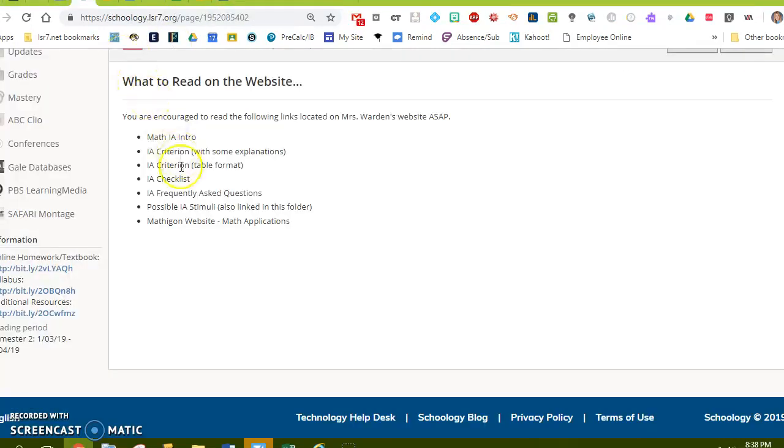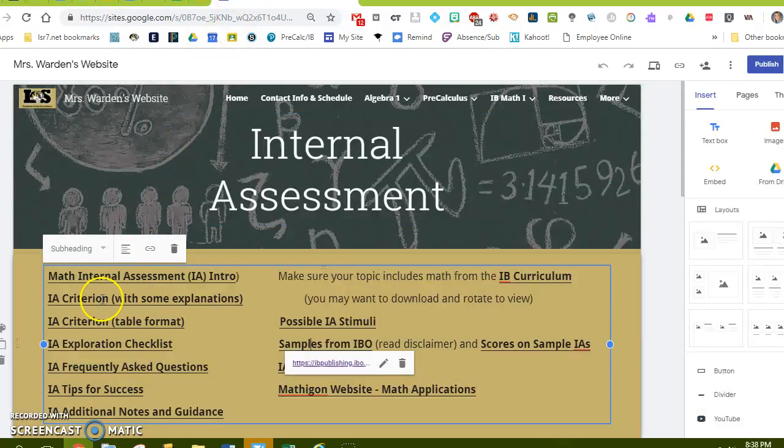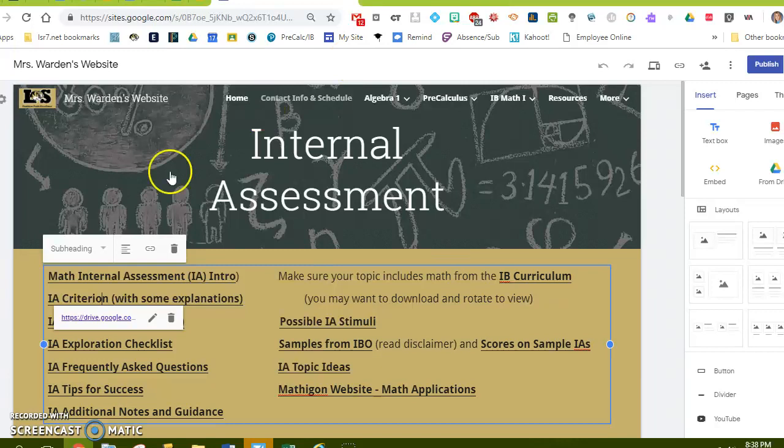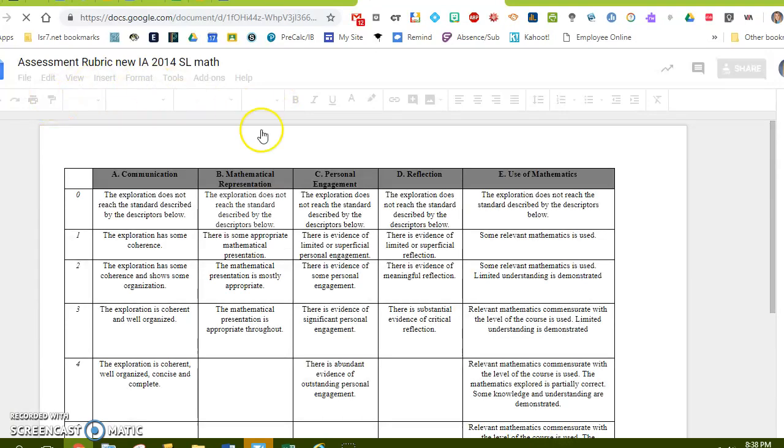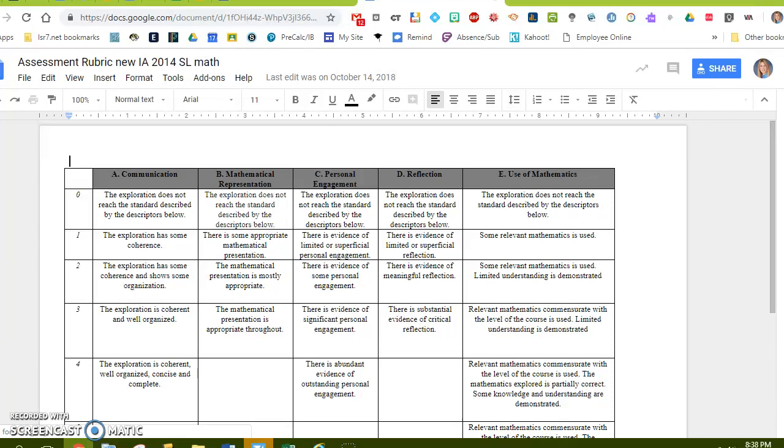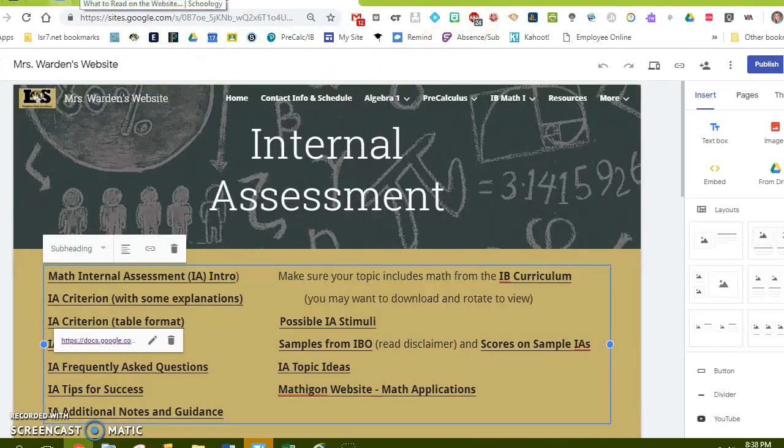The next thing you see here is the IA criterion with some explanations and the criterion with the table format. I have that again here. You've already seen the IA criterion with some explanations. I went through that the other day, so you can always come back to that. The next one is the table format, so maybe you like this format better. It's talking about how you're going to get all the different points in the different areas, so it's just your preference.